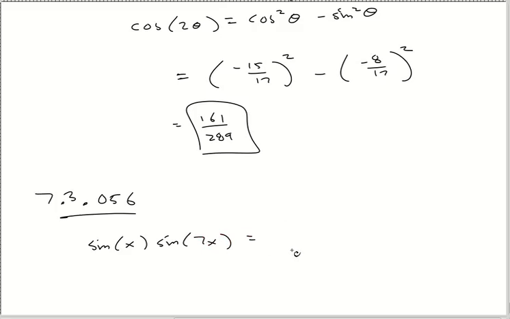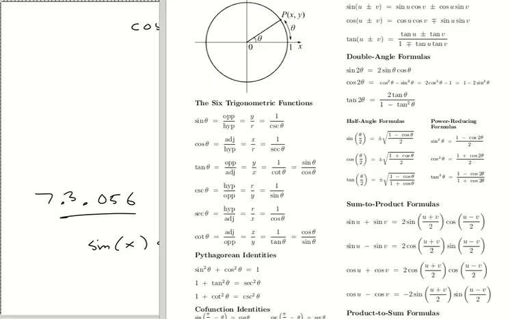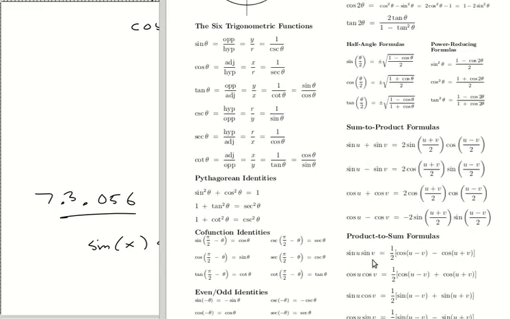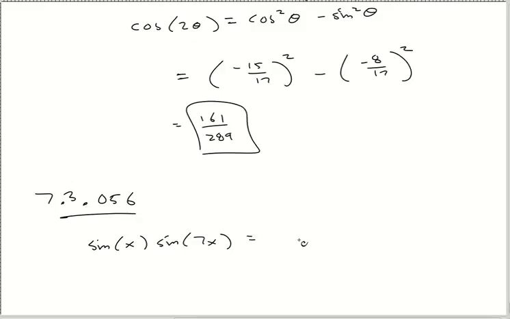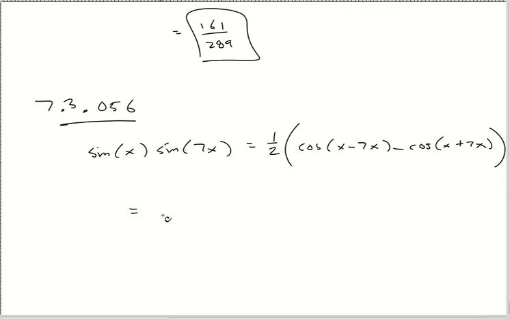Okay. They want to simplify this guy. Now notice that this is going to be a whole new formula set. I got sine times sine down here, so I'm going to just use this formula. It is a straight copy paste. 1/2 cosine u minus v minus cosine u plus v. Here we go. 1/2, big parentheses, cosine of x minus 7x minus cosine of x plus 7x. That is it. I am, of course, going to simplify this a little bit. So we have cosine of negative 6x, and we got cosine of 8x.